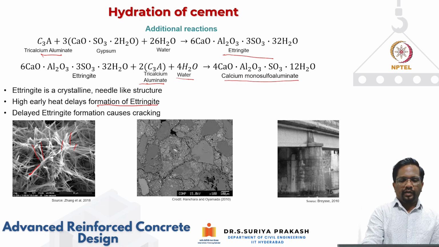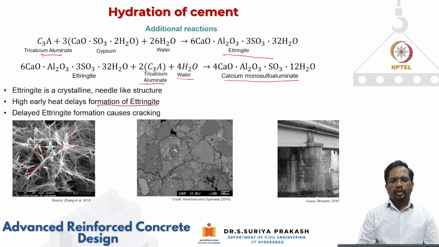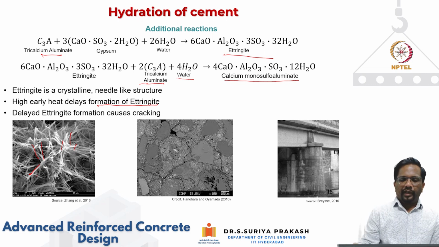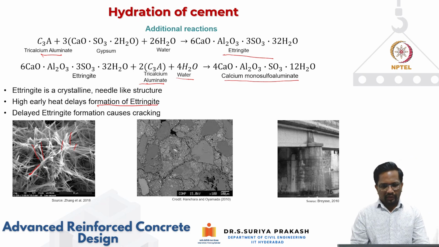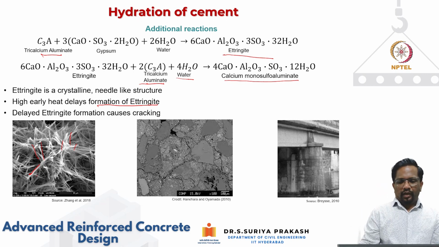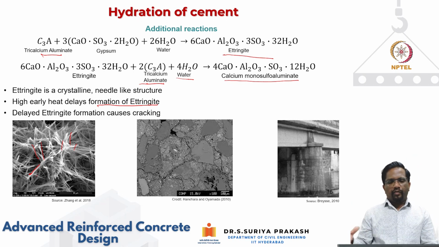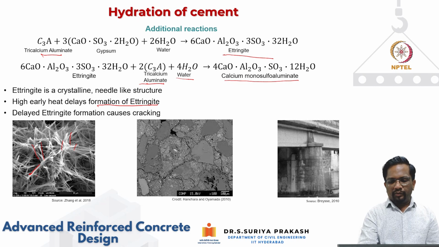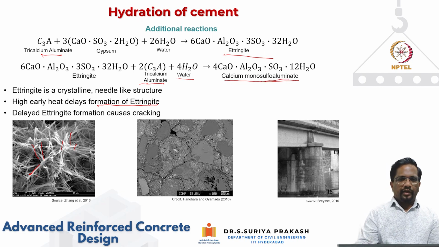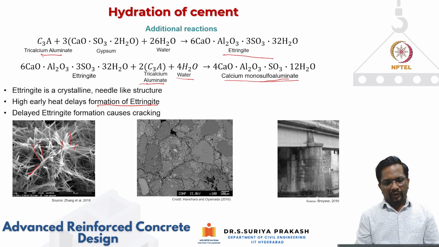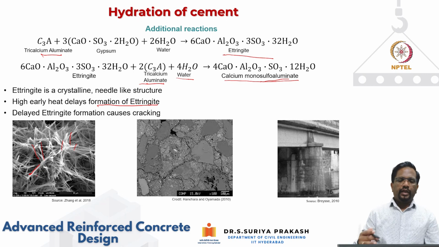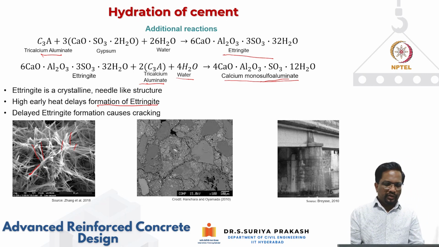The ettringite reacts with tricalcium aluminate and water, and it forms calcium monosulfoaluminate, a more stable product under high heat. But the issue is that when additional sulfate and water are available, this calcium monosulfoaluminate can react with the additional sulfates and water, and again convert into ettringite. That is what we call delayed ettringite formation.